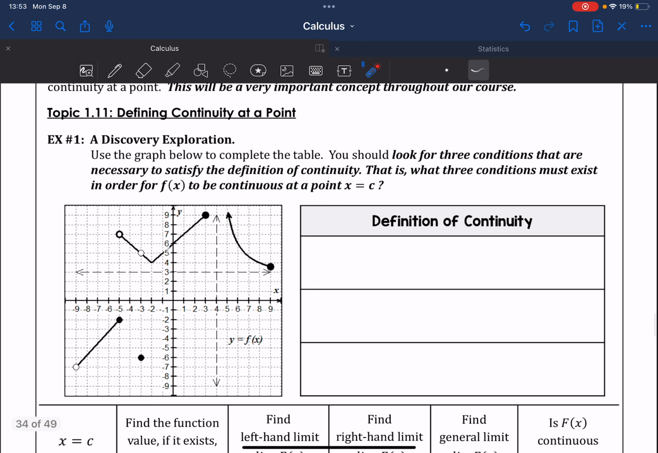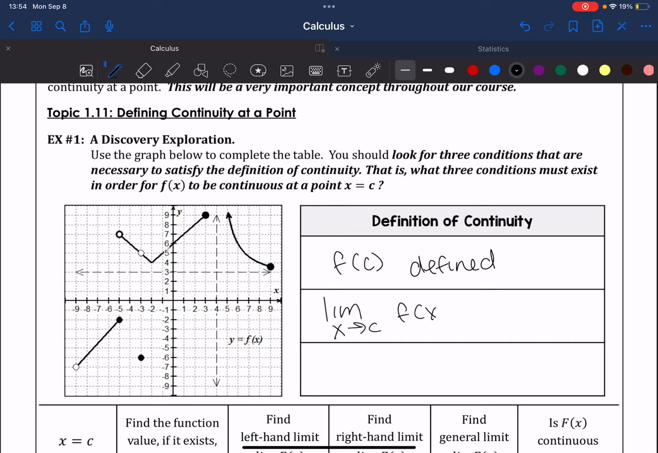So looking at the definition of continuity, we know that f of c has to be defined, which means if we find the x value on the graph, we should be able to find a corresponding y value on the function. The limit as x approaches c of f of x has to exist, which means the left-sided limit and the right-sided limit have to be equal. And then the limit as x approaches c of f of x is equal to f of c.